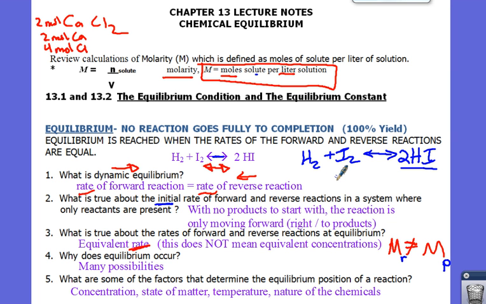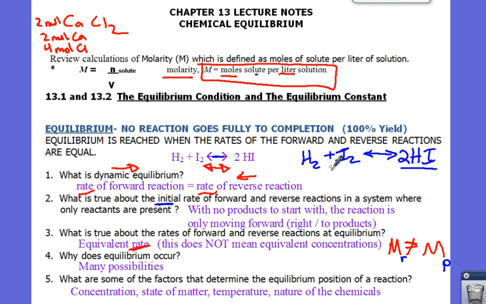Reverse scenario. What if this product is highly unstable? Well, then these guys combine together, make HI, it's unstable, bounces right back, and you get these reactants back. It just depends on which ones are more or less stable.